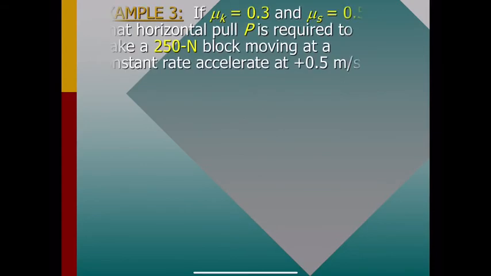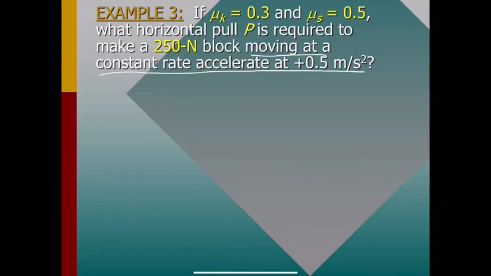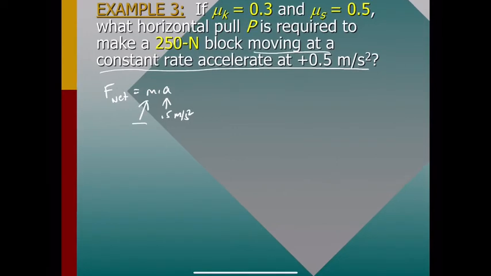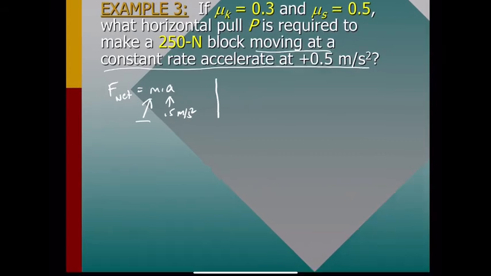Now let's take a look at example number 3. The block is moving at a constant rate, but I want it to accelerate at 0.5 meters per second squared. Well, that's going to come back to net force equals mass times acceleration, where acceleration is 0.5 meters per second squared. But you'll notice, to solve that, I have to have mass. So we're going to have to work in reverse here.